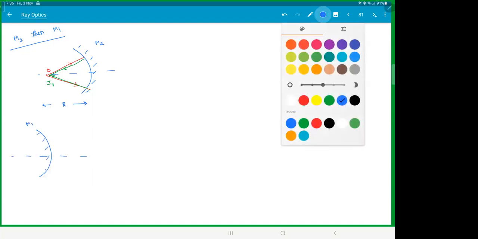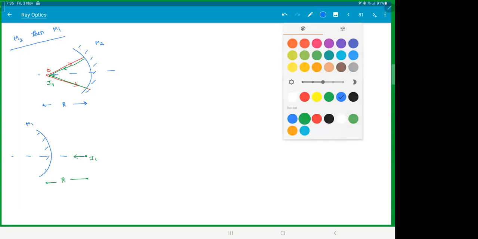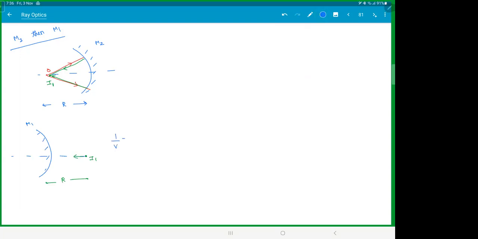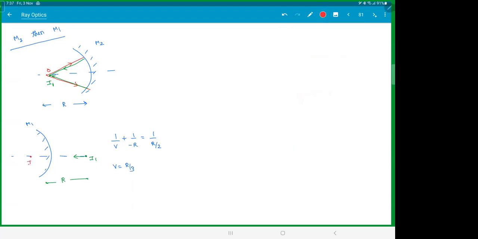So M1 will think I1 is an object at a distance r. Rays are going to the left. The left is positive. 1 by v plus 1 by u, u is minus r, equals 1 by f. f is positive, r by 2. So v would be r by 3. So your final image will form somewhere here. That's your answer.